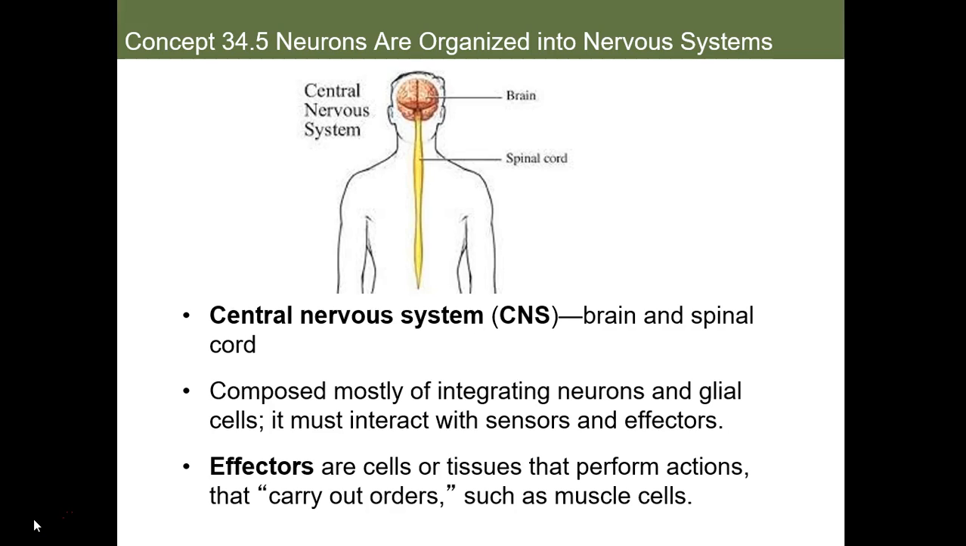Next, we're going to look at how neurons are organized within animals. The central nervous system, or CNS for short, is composed of the brain and spinal cord. The CNS is composed mostly of neurons and glial cells. It must interact with sensors and effectors. Effectors are cells or tissues that perform actions that carry out orders, such as muscle cells.